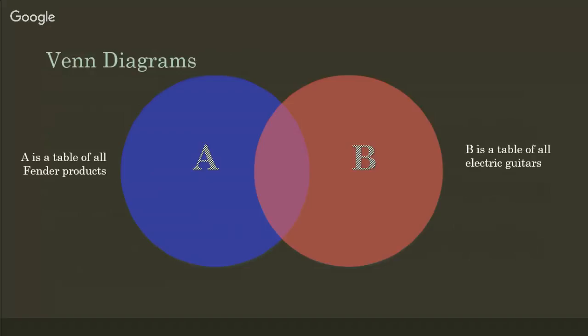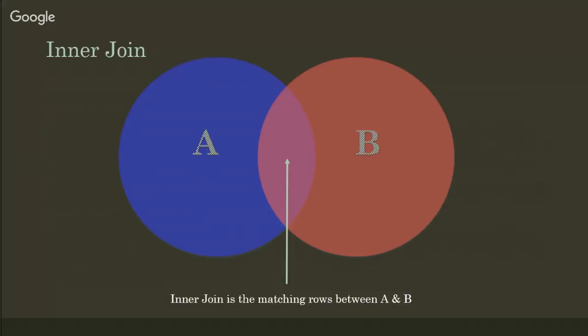In order to do that, I'm going to show these Venn diagrams as an example. I think we're mostly familiar with Venn diagrams, but if you're not, it's basically just data in A and data in B, and where they overlap, or where the data would be the same, that's shared between the two. So an inner join is the matching rows between A and B.